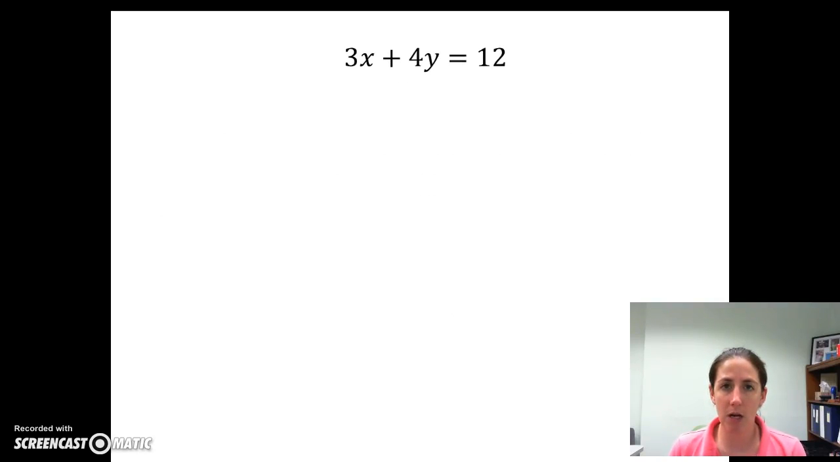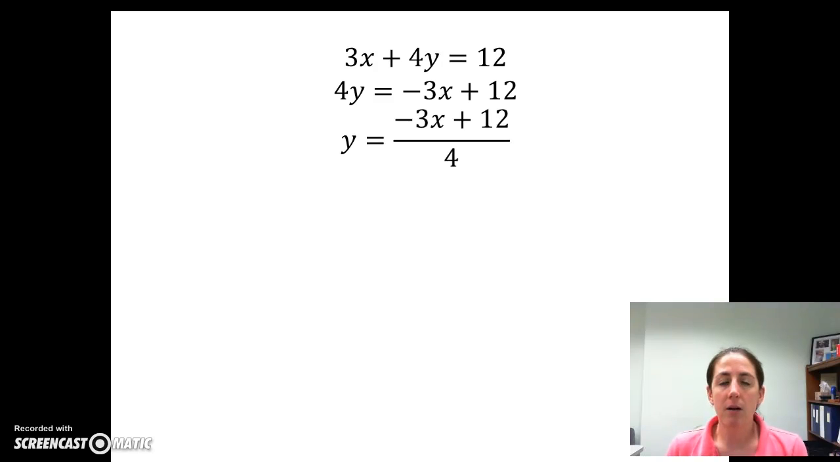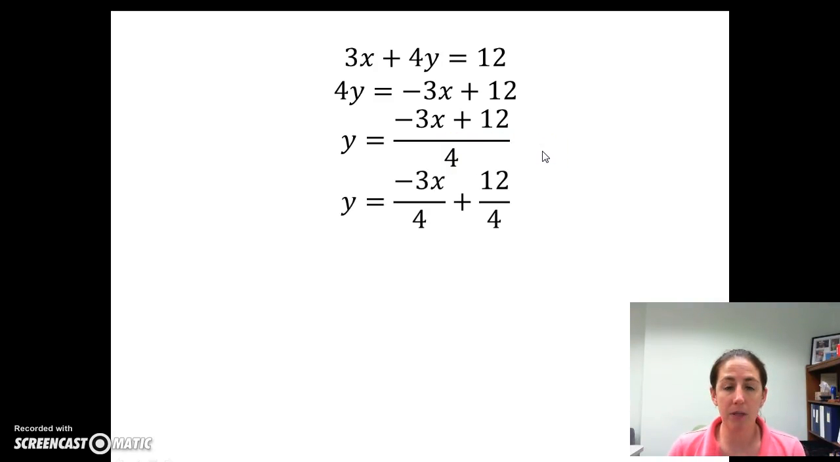Now let's do the other line. 3x plus 4y equals 12. Solve for y. Subtract 3x from both sides. 4y equals negative 3x plus 12. And then we'll divide each side by 4 to get y by itself. Now notice you're dividing this entire side by 4, which means you need to divide each of the pieces by 4. So we'll break that up into negative 3x over 4 plus 12 over 4 and reduce. Negative 3 over 4 does not simplify, but 12 over 4 does. So we have the linear equation y equals negative 3/4 x plus 3.